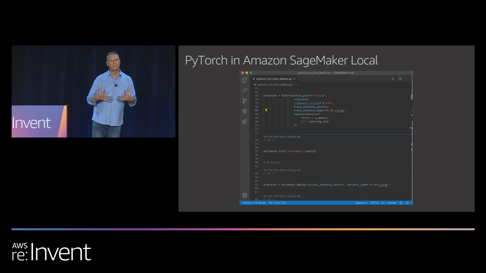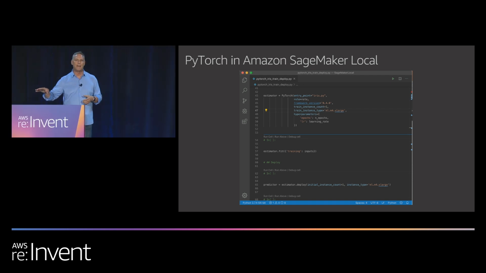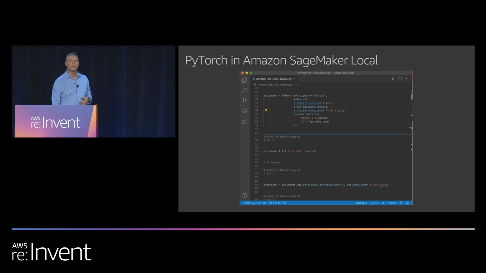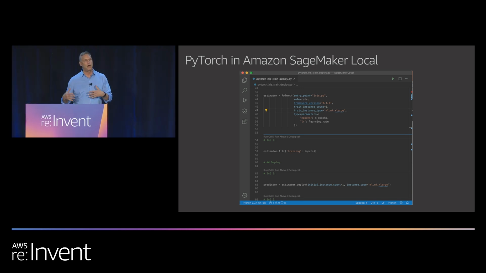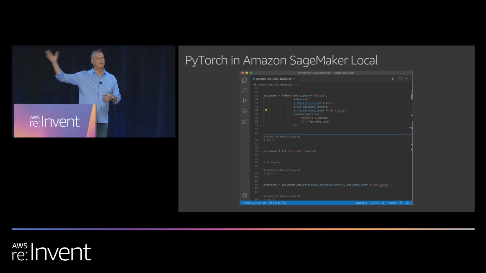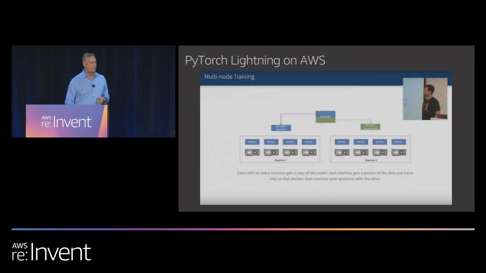Last but not least, I'm going to demonstrate how you can actually use your own laptop using a feature called SageMaker Local, so that you can use an IDE like Visual Studio Code to develop code on your laptop, but then train in the cloud and deploy endpoints in the cloud as well.